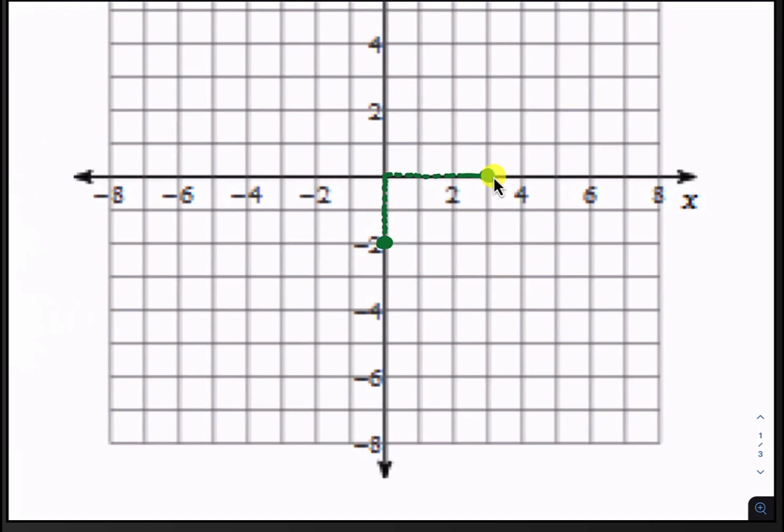Now, if we repeat that process, go up 2 again, and then over 3, then we have a third point. And you can continue to do that to create as many points as you need. We can also go backwards. We can go down 2 and to the left 3 to generate additional points. Once you have 2, 3, or 4 points, then you can just draw a straight line through those points. And that is the graph of this equation.